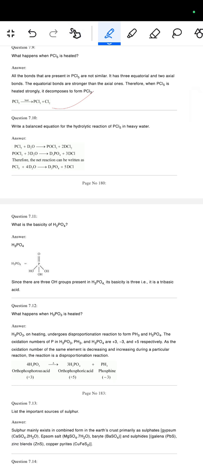नेक्स्ट है कि राइट ए बैलेंस इक्वेशन फॉर द हाइड्रोलाइटिक रिएक्शन फॉर द PCl5 इन द हेवी वाटर। तो PCl5 प्लस D2O को POCl3 प्लस 2 DCl बनता है। POCl3 प्लस 3 D2O देता है D3PO4 plus 3 DCl. Therefore, the net reaction can be written as PCl5 plus 4 D2O बनेगा D3PO4 plus 5 DCl.